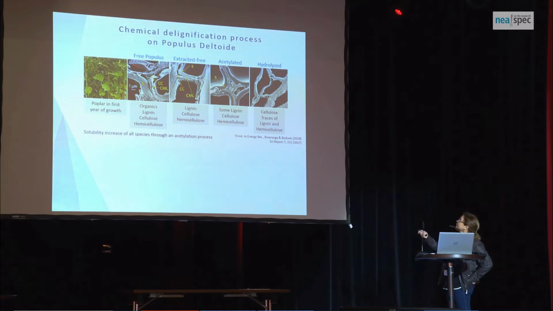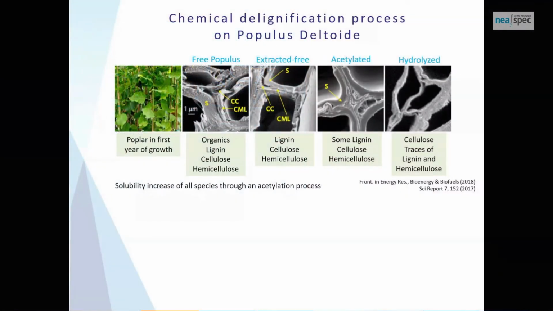So I introduce here the process. It's a three-step process. You have the raw sample, you rinse it to eliminate the fat or the organics. Then we do an acetylation to remove some lignin, and finally we do a hydrolysis under acid environment to remove lignin and hemicellulose. So basically, we increase the solubility through this process of all species, the three main components, that is lignin, cellulose, and hemicellulose, through an acetylation process.